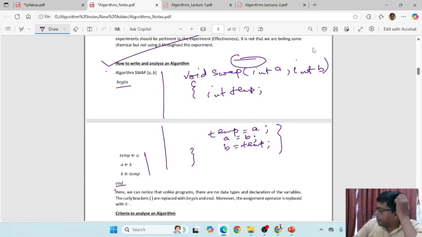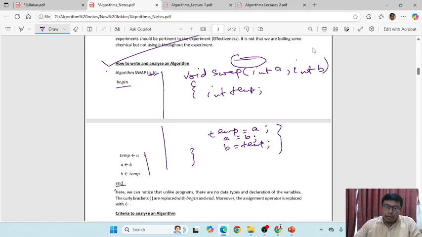We are writing it in capital letters. We are following this particular syntax, and within the brackets, these two parameters are actually the inputs to the algorithm. A and b are the two inputs. You can have zero or multiple inputs. Over here you require two inputs for this particular algorithm.